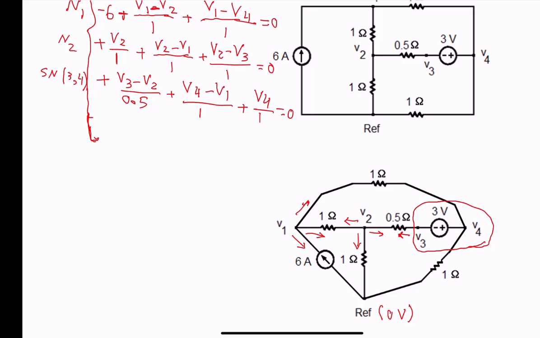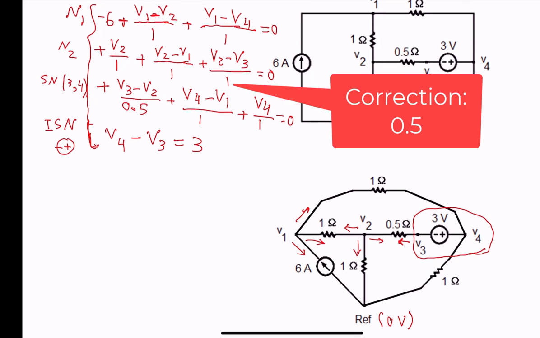And when we use a supernode, we look immediately inside the supernode. In other words, the information provided by the voltage source. That voltage source is telling us V4 on the right, positive sign, on the left, negative sign. V4 minus V3 should be equal to 3 volts.